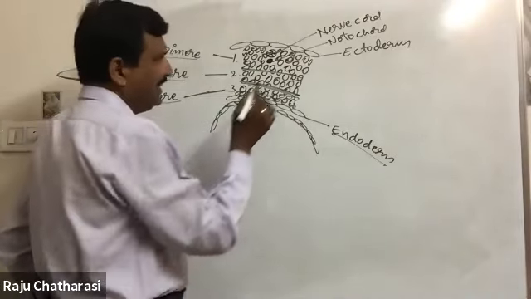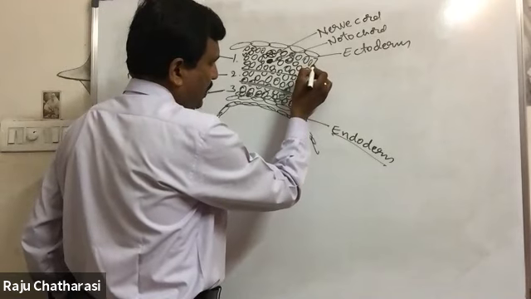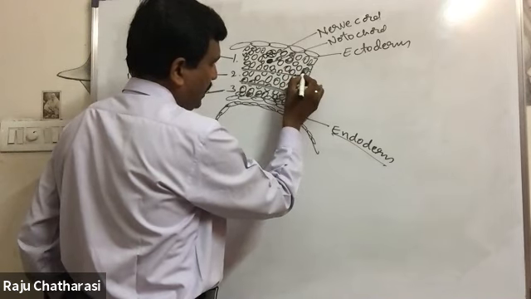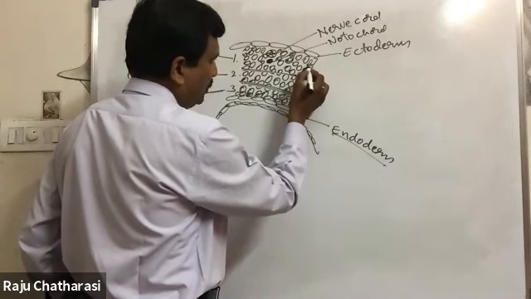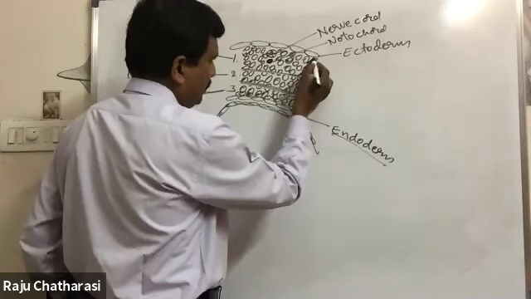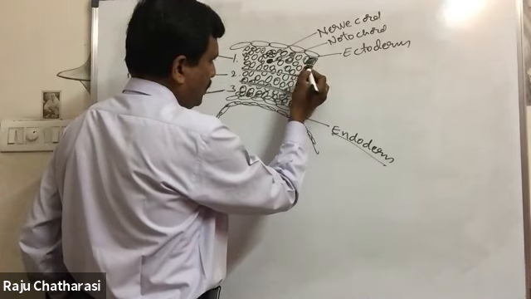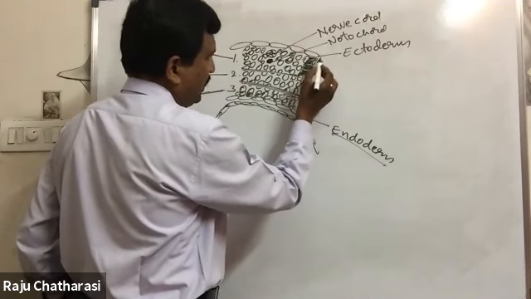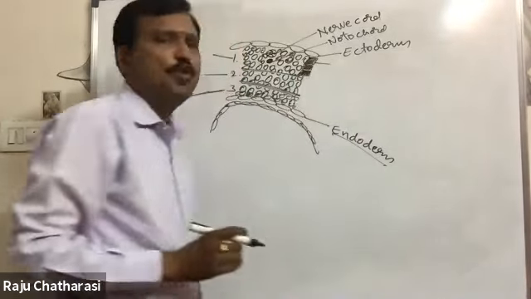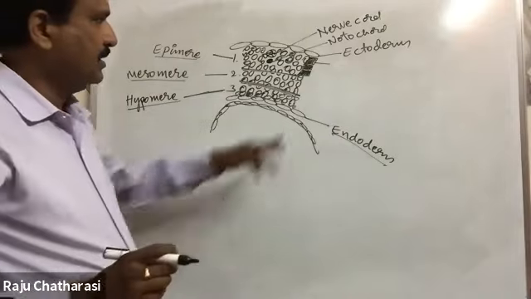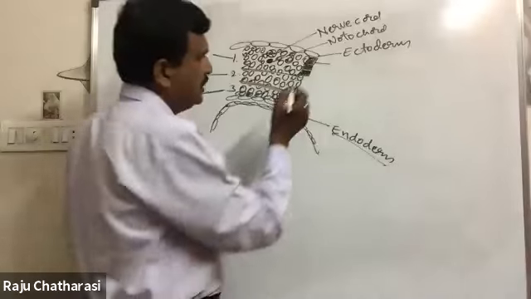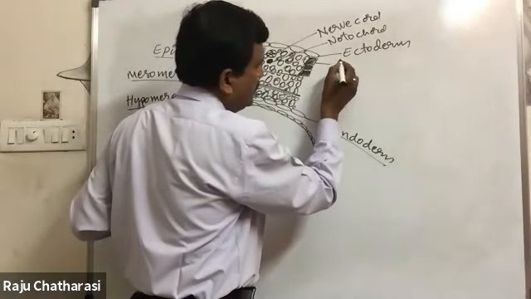Again, this epimere is divided into 3 blocks. This is just a hypothetical diagram. Epimere again divides into 3 blocks. Block 1, sclerotome. These blocks are also called somites. So this first somite is called sclerotome.